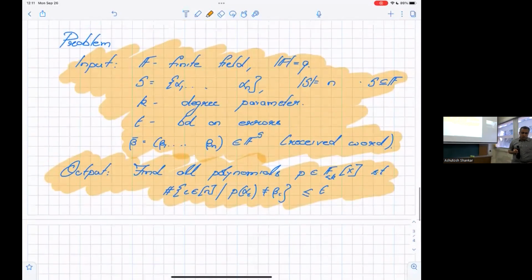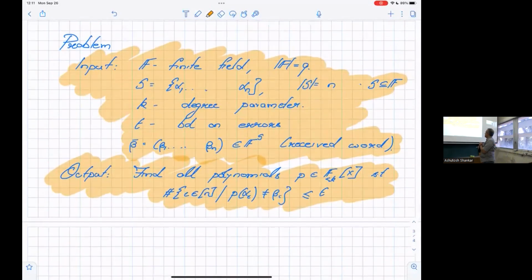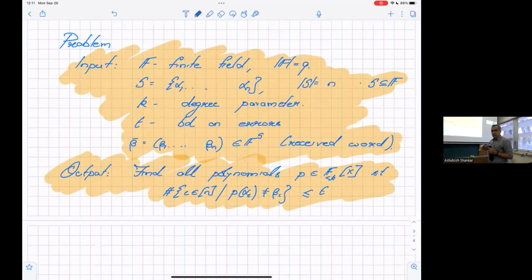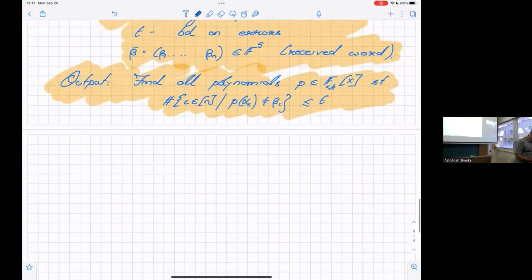So this is what we want to do. Let's see how to come up with the algorithm. Let's make several observations along the way, and eventually, once we have enough observations, that will automatically lead us to the algorithm. So let's look at the error set. I'm going to build this error set, which is exactly those i in [n] such that P(alpha_i) is not equal to beta_i.